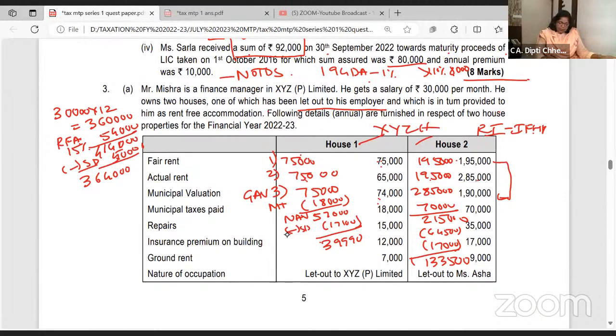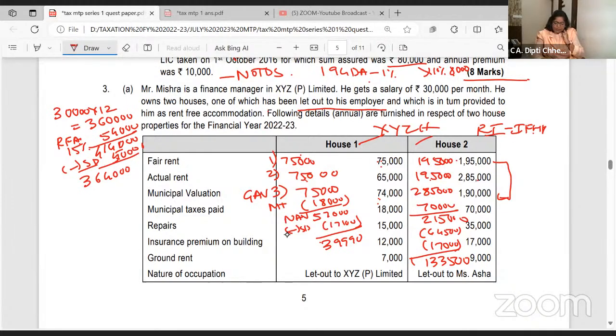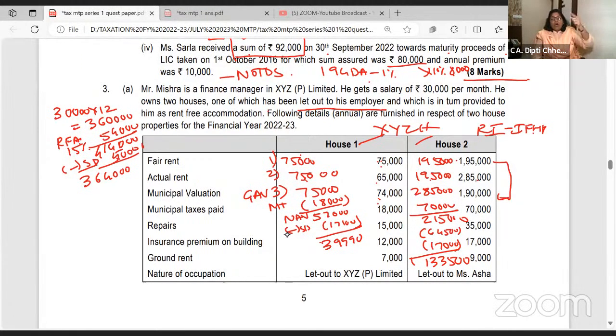It's a very nice problem. In salary income, 90% of students did it correct, but what they missed out is RFA. See, forget that I am getting rental income, but if I am staying in that house and the employer is bearing the rent for me, it's an RFA. An RFA is 15% of salary or the rent paid, whichever is lower. So what is the rent of this house? 65,000. 15% of salary and rent paid for me by the company. How much rent did the company pay? 65. So whichever is lower, so 364.